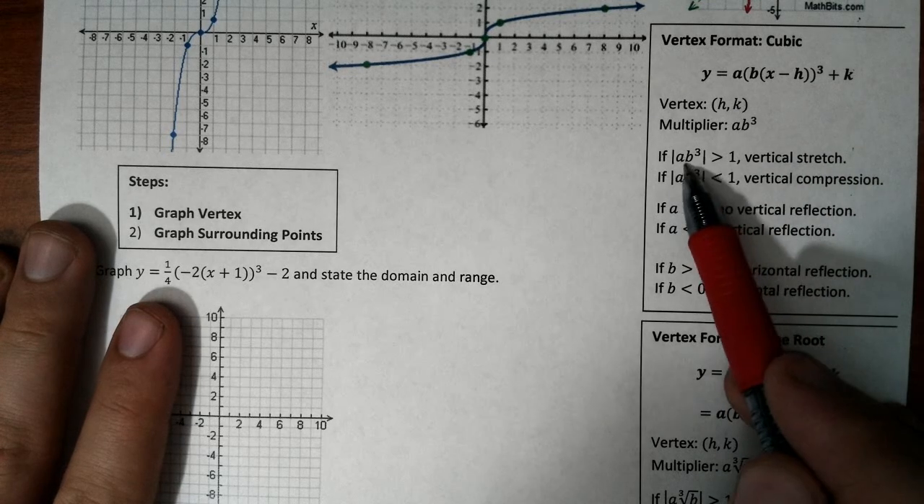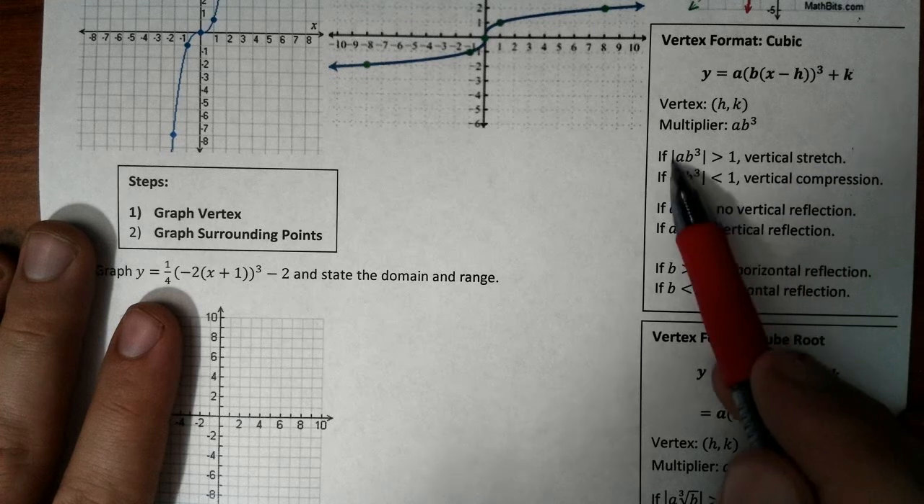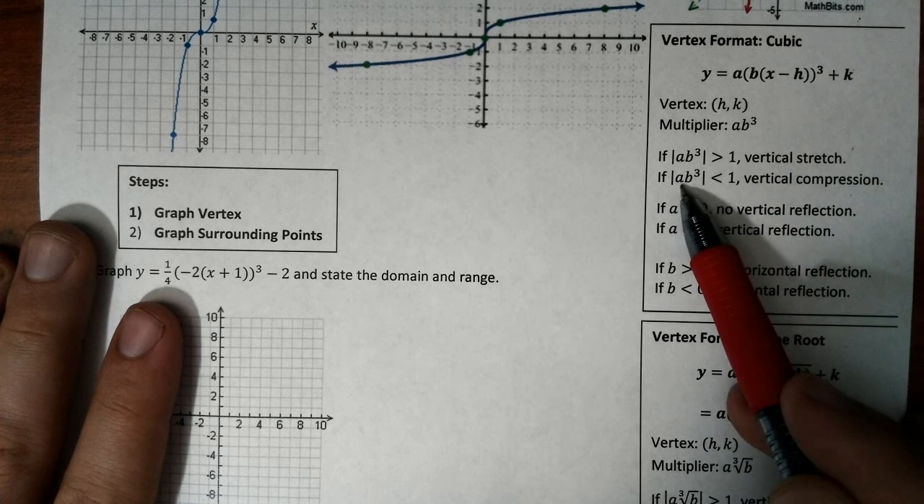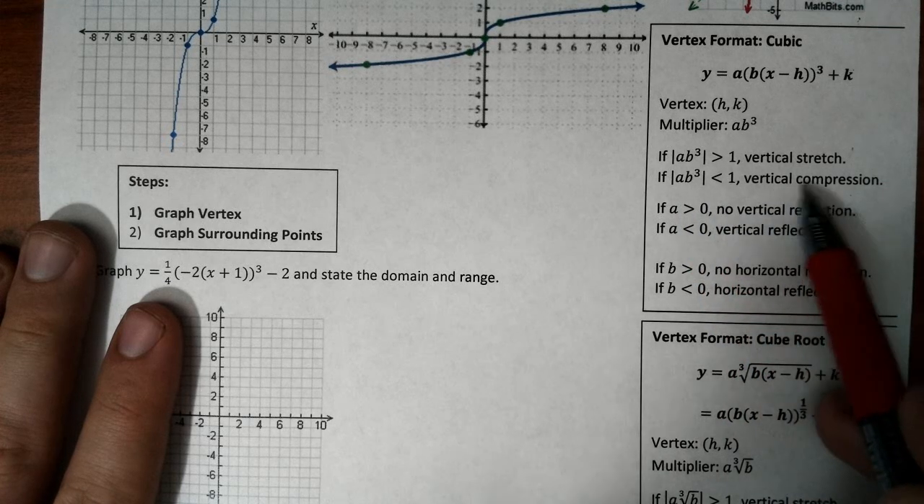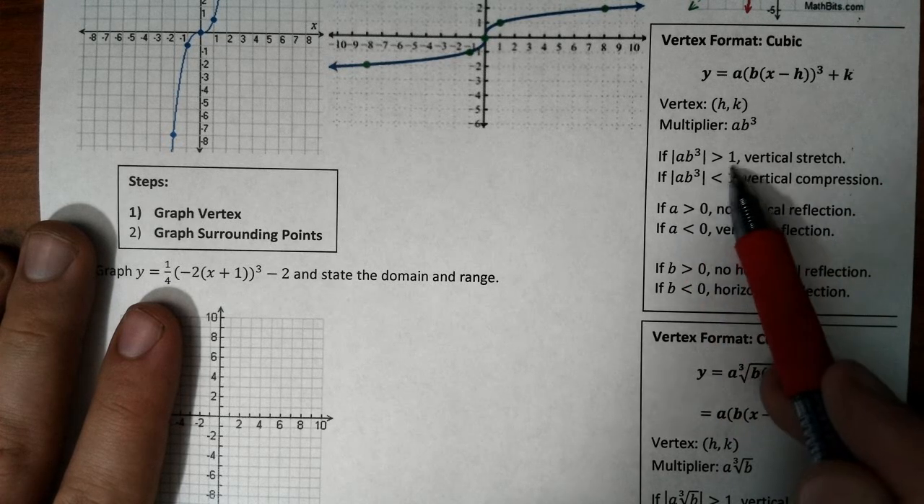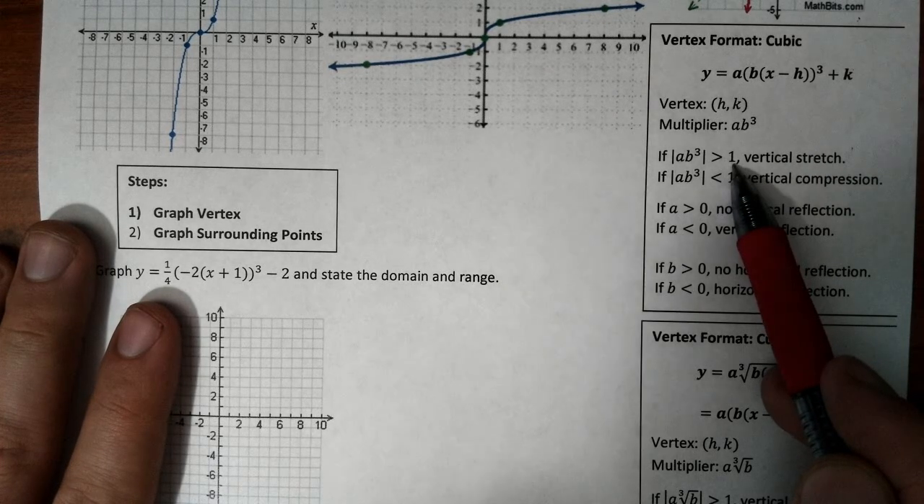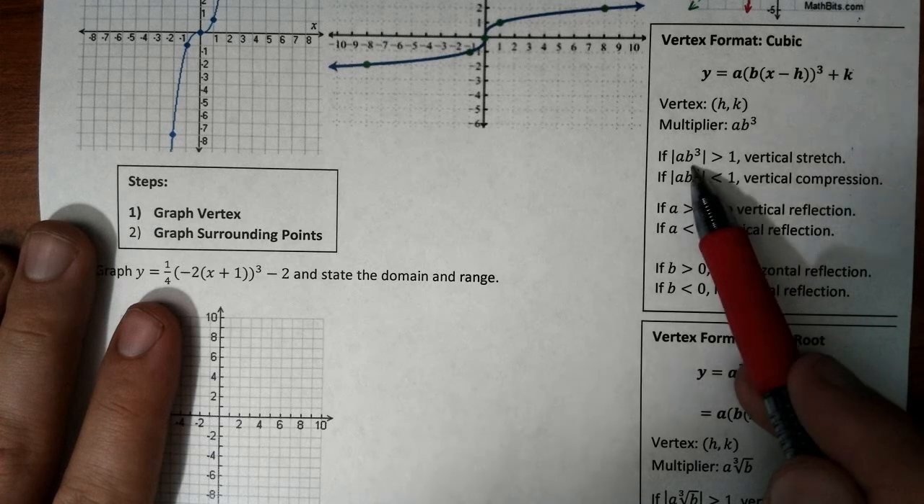So whenever these guys are larger than 1, it's going to be a vertical stretch. Whenever the absolute value of them is larger than 1. Whenever the absolute value of these is less than 1, that will be a vertical compression, right? And whenever we multiply, this makes sense because whenever we multiply things by something larger than 1, they get bigger.